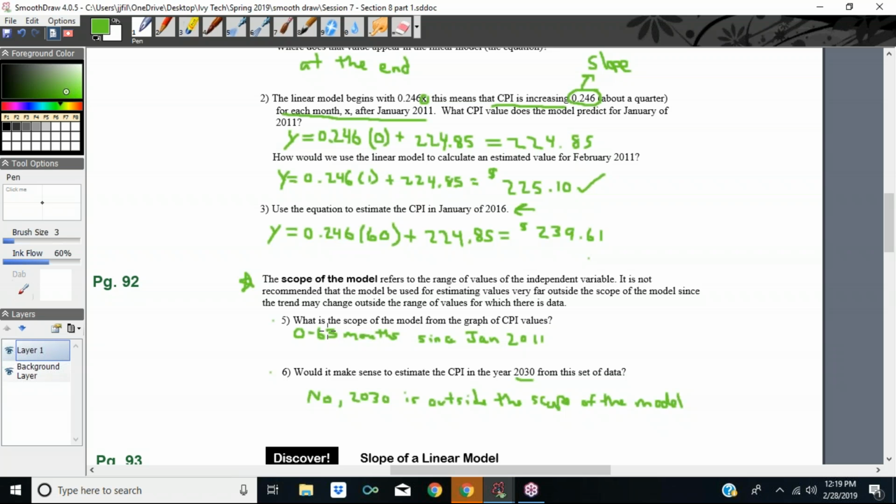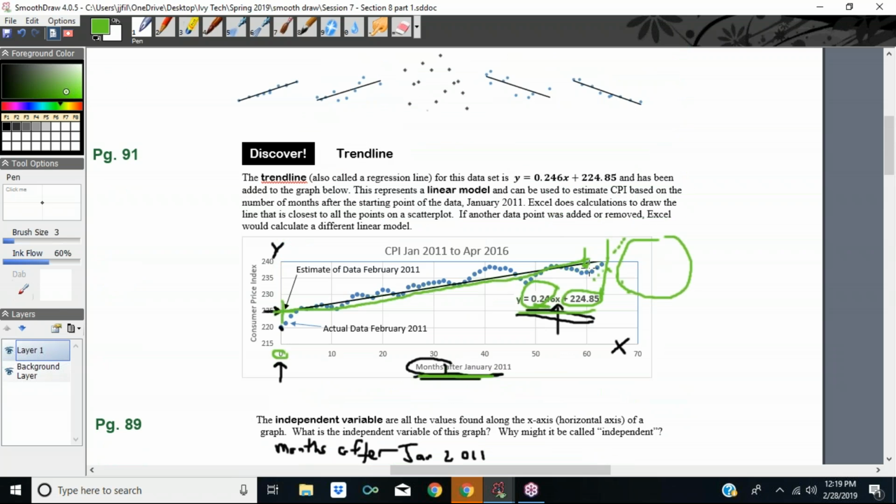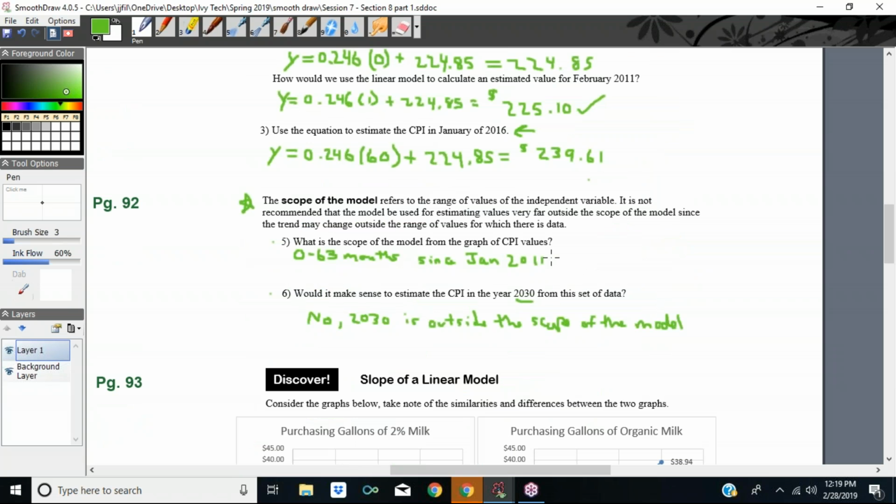So the scope of the model is basically your independent variable, how far does it go? It goes from 0 to 63 months since January of 2011. So 60 months is where this green arrow is, and then 61, 62, 63. So 63 months. And then it says, would it make sense to estimate the CPI in the year 2030?